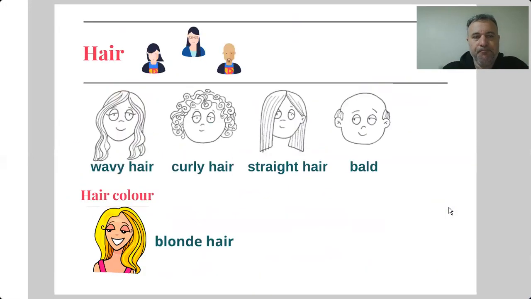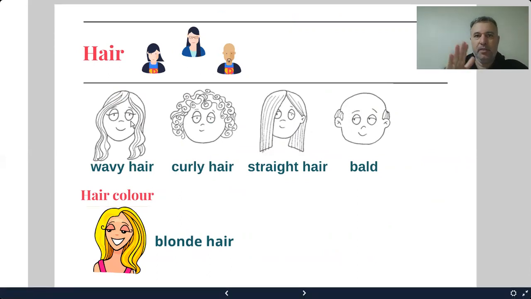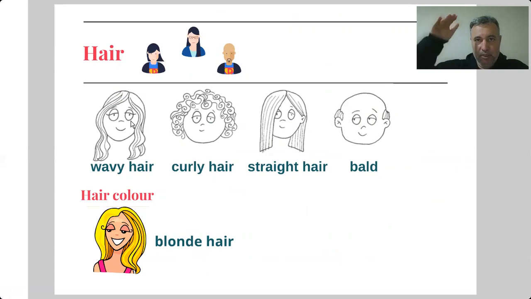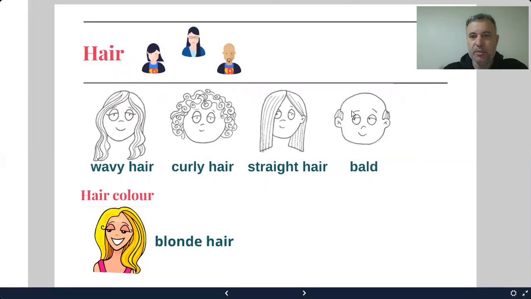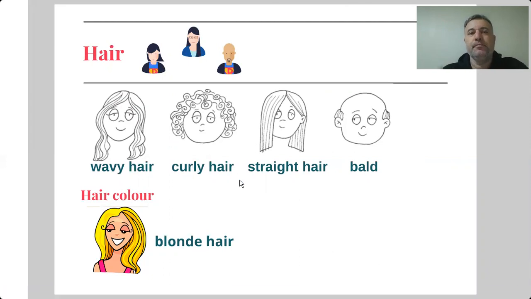Let's move on. Now the type of hair people have. Remember the former exercise? Wavy. Wavy reminds you of the waves of the sea. Wave, when you surf, right? The wave. Curly and straight. And this one is bald. He has no hair. Okay. Wavy hair, repeat with me. Wavy hair. That's right. Curly hair. Straight hair. Bald. Simply bald. Now, hair color. Blonde hair. Let's move ahead.